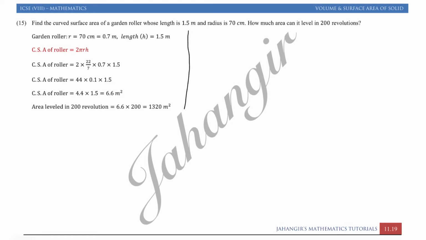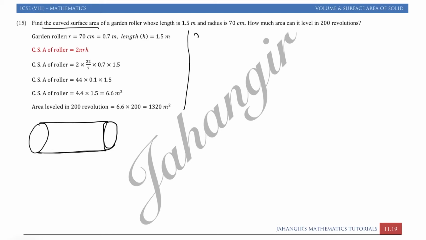Question number 15. Find the curved surface area of a garden roller. Garden roller you had seen, it's like this somewhat. When this roller is moved, the road gets straightened. Okay, it's also used for cricket pitch. Roller is used. So as you roll, one roll is the curved surface area. Area covered in one roll is the curved surface area.